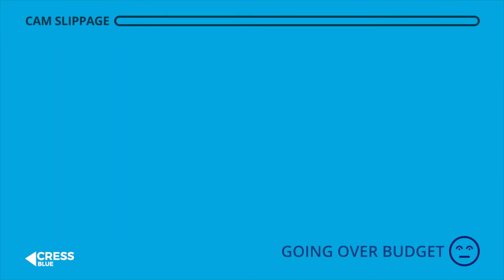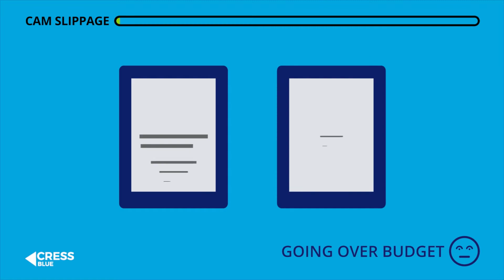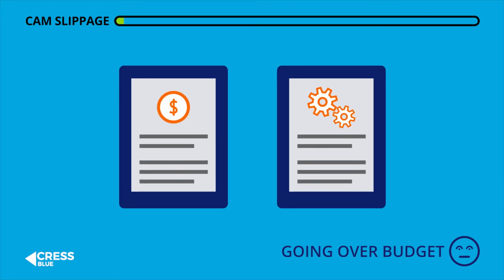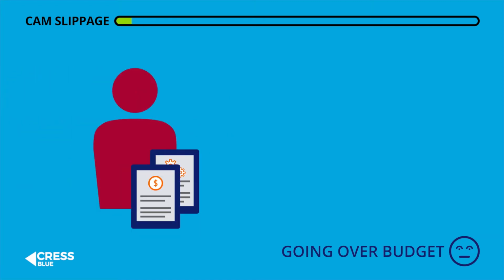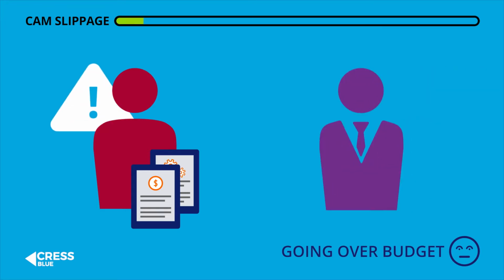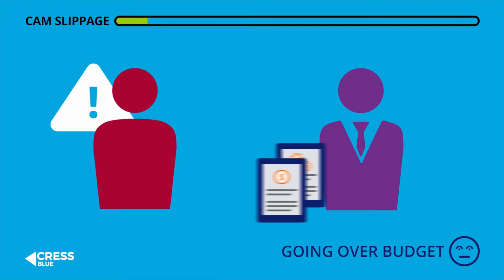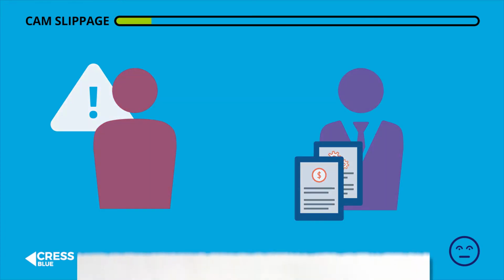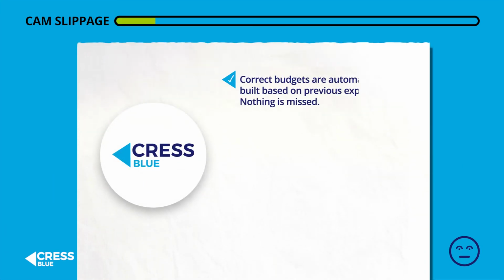Going over budget. The budget is the blueprint for how much base rent and operating costs your tenants should pay you. You want to hit your property budget exactly. Otherwise, the annual reconciliation statement and accompanying invoice for the shortfall in their installment payments will surprise your tenants. Property managers may look for ways to avoid such confrontation, choosing to take the loss. With CRESSblue, correct budgets are automatically built based on previous expenses. Nothing is missed.